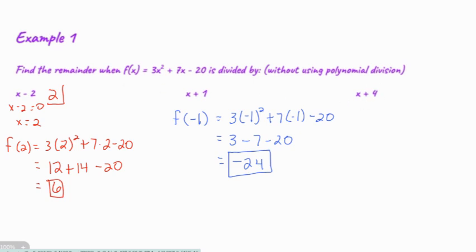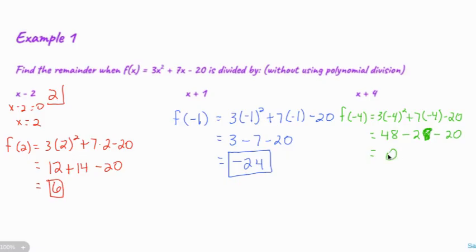And then finally, we'll do it for negative 4. So f, I'll try and write this a little bit smaller. 3 times negative 4 squared plus 7 times negative 4 minus 20. 16 times 3 is 48. And then we do minus 28. Yikes. Minus 28 minus 20. So we get 20 out of here minus another 20. We get 0. So x plus 4 is actually a factor. There we go.